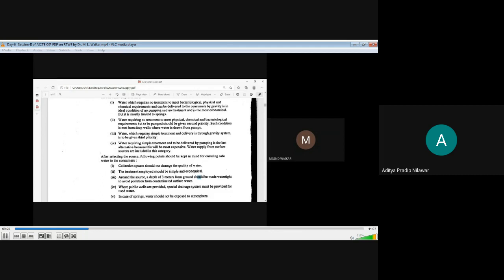Then third is water which requires simple treatment, and again delivery is through either a pumped system or through a gravity system. That will be given third priority, because obviously economic considerations will outweigh the other things. So once there is a requirement of treatment, it is a recurring expense. So we will think of it as a third option.